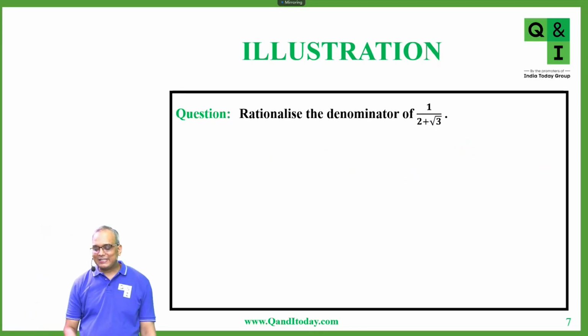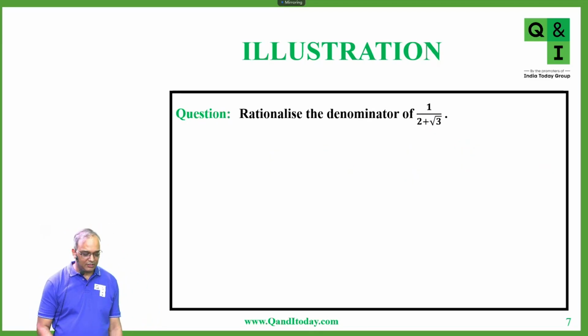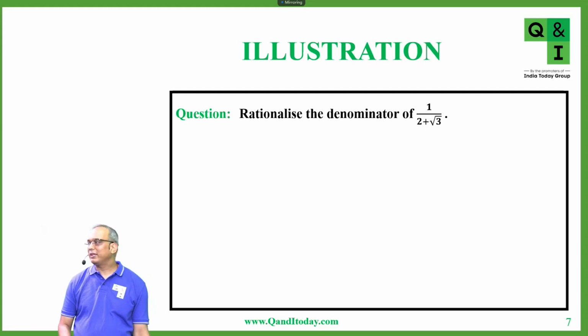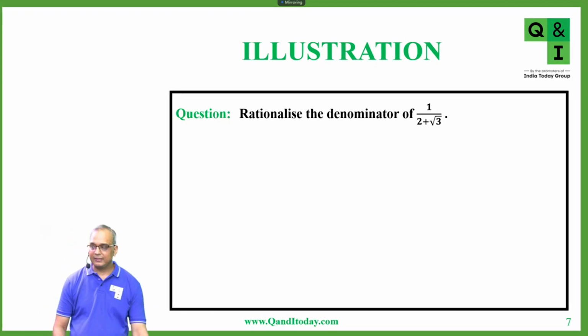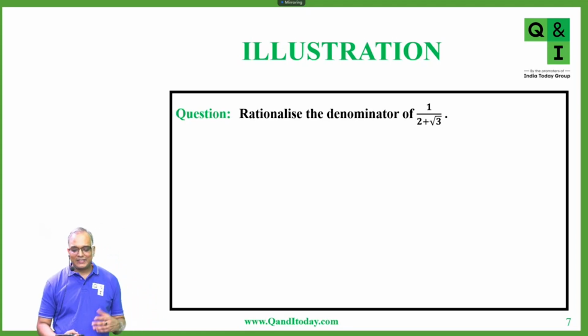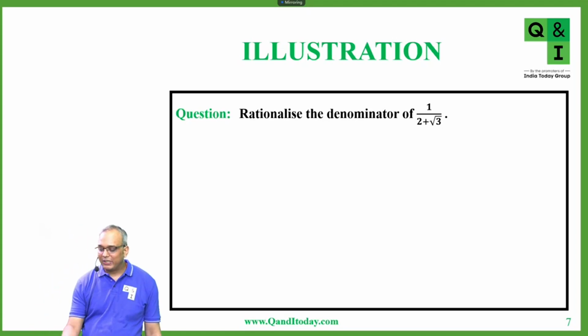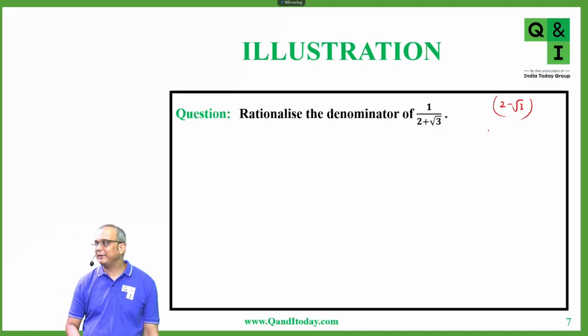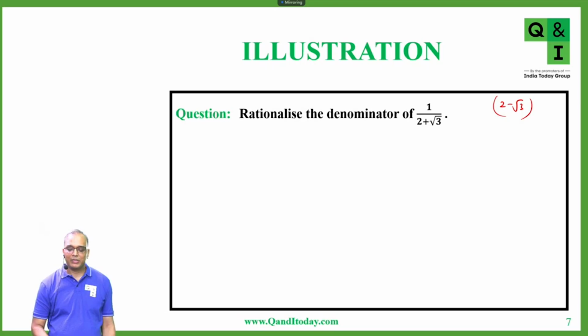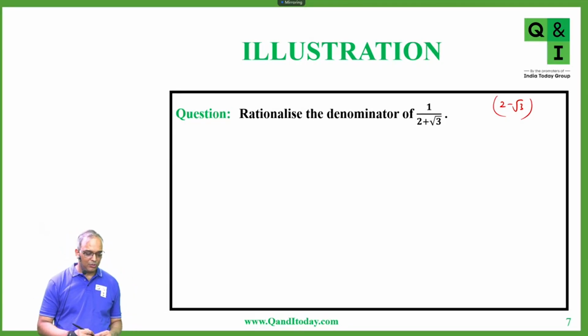Now rationalize the denominator of 1 by 2 plus root 3. Can you quickly tell me the value of this after rationalization? 1 by 2 plus root 3. Please try this. We know that the conjugate of 2 plus root 3 is 2 minus root 3. We will multiply both numerator and denominator by 2 minus root 3 to get the answer. Can you try and let me know?